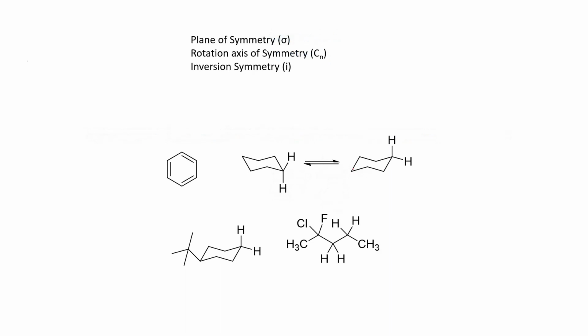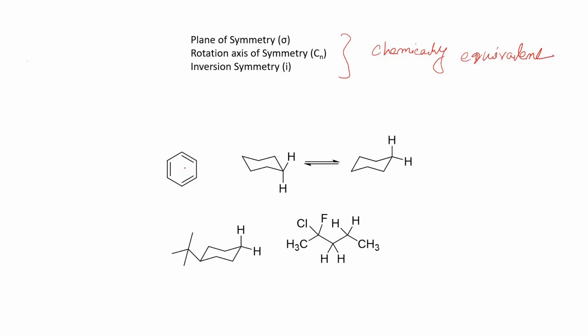So let's come to some general introduction. The first thing is that if there is a plane of symmetry, a center of rotation axis of symmetry, or an inversion center of symmetry, if this type of symmetry is there, then the protons will basically be chemically equivalent. So let's take some examples.